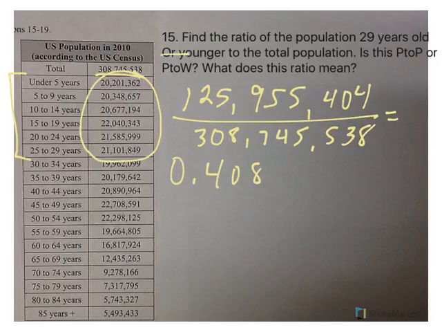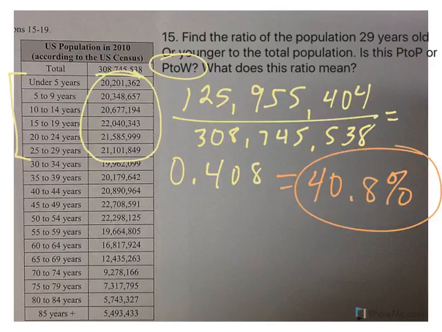Now, when you think about this, this is a part to whole ratio because we're comparing it to the total, which means I can write this as a percent. So it means that 40.8% of the population is 29 years old or younger. That's what that means.